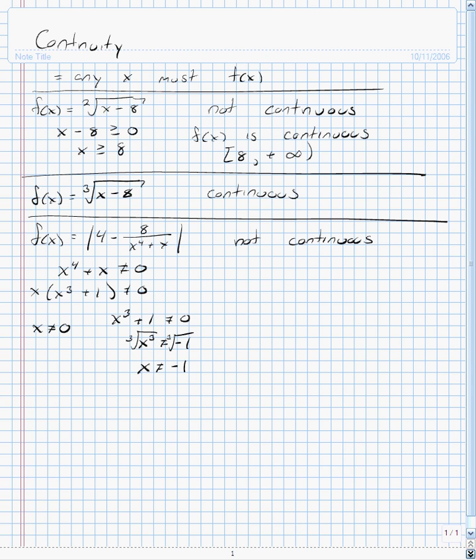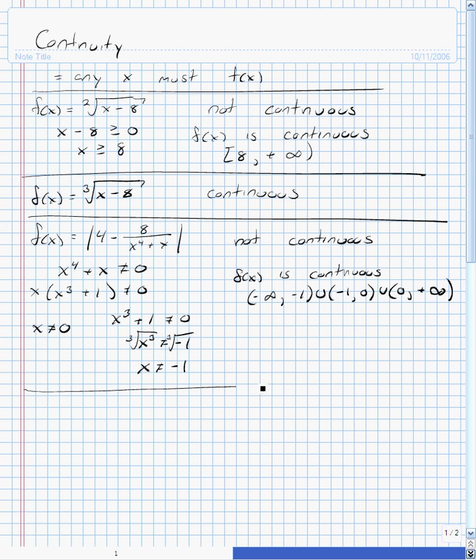So we have two instances where f of x is not continuous, so we can state that f of x is continuous on the interval of minus infinity up to negative 1, but not including negative 1, union, negative 1, but not including 0, and then from 0, but not including 0, to positive infinity.